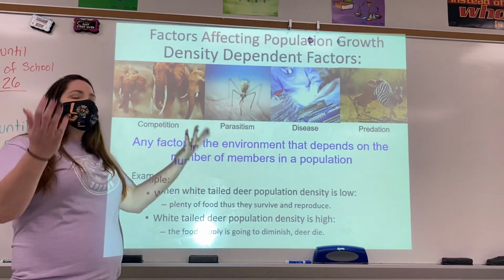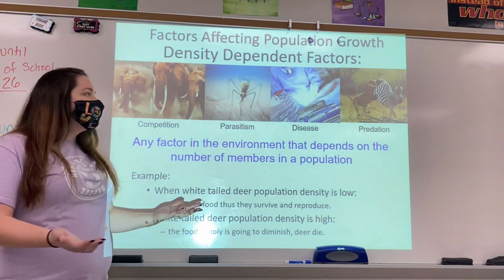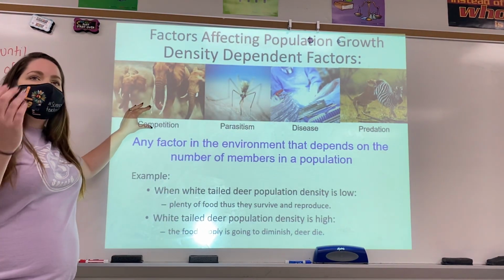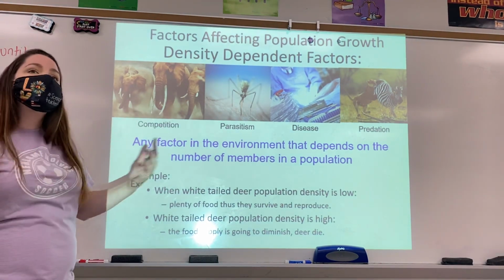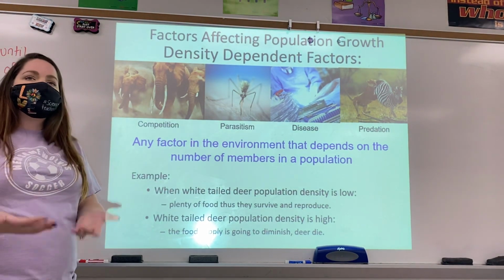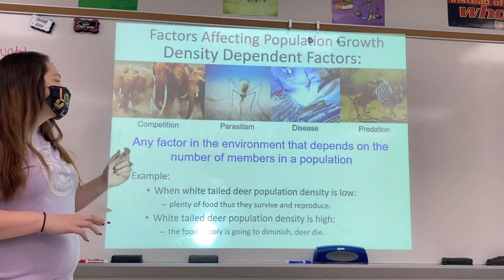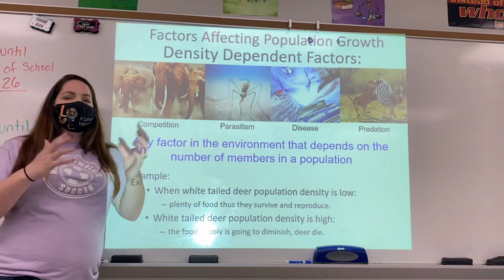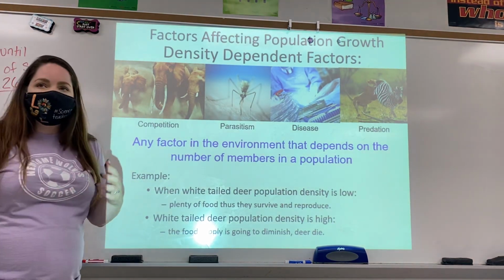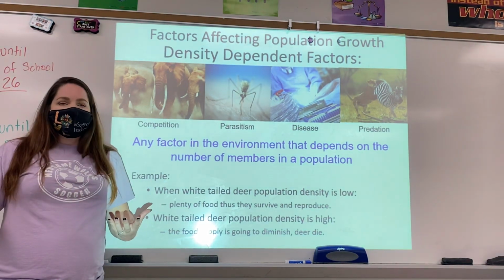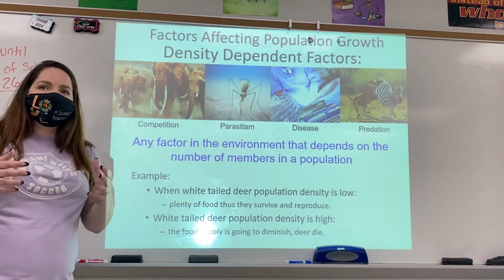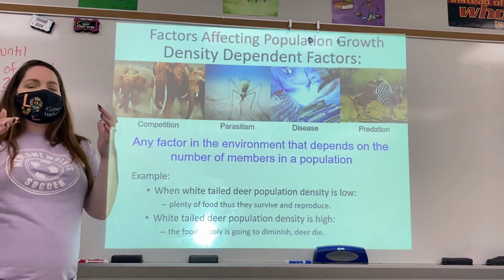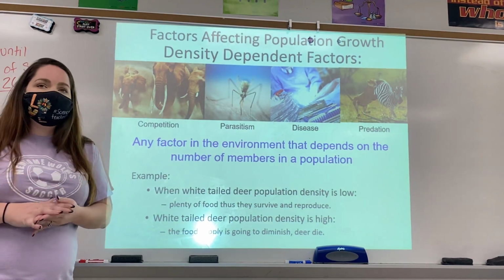And then according to whatever number that is, you could see more of these factors either playing a bigger role or a smaller role, depending on how many individuals you have in this population. So first one is competition. Individuals within a population are going to naturally compete against each other for resources. You have a limited amount of food, a limited amount of space. All of those individuals want that food and that space.